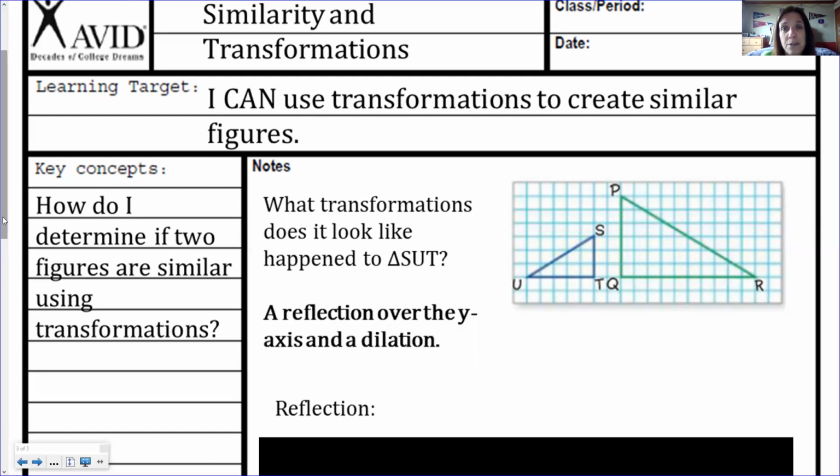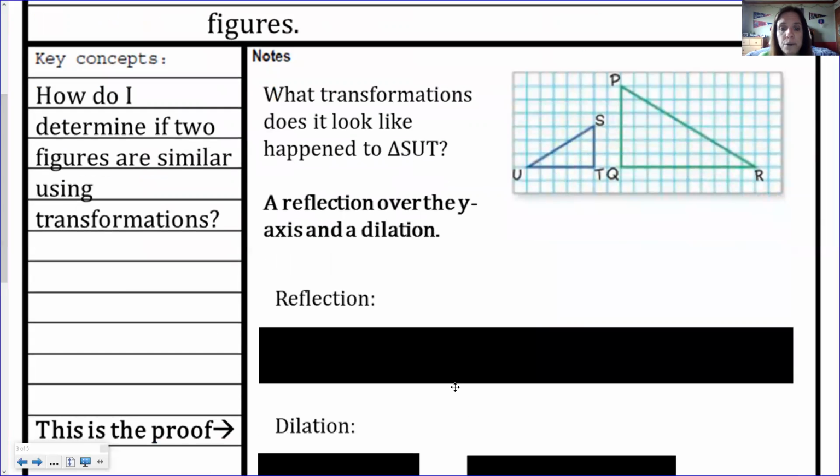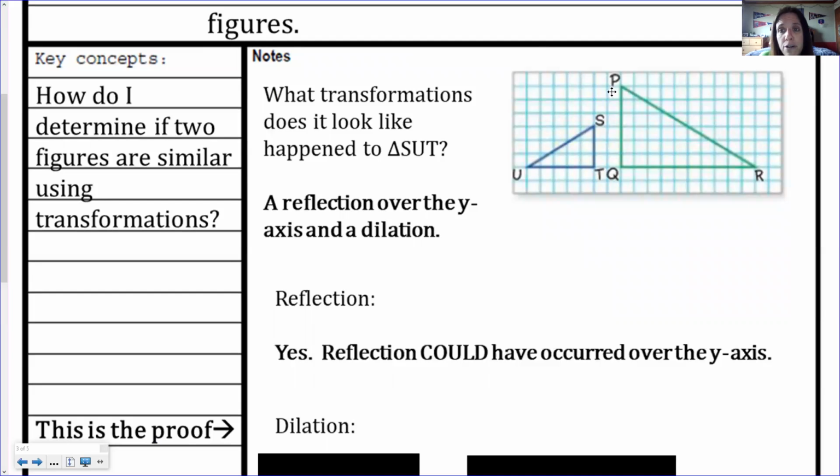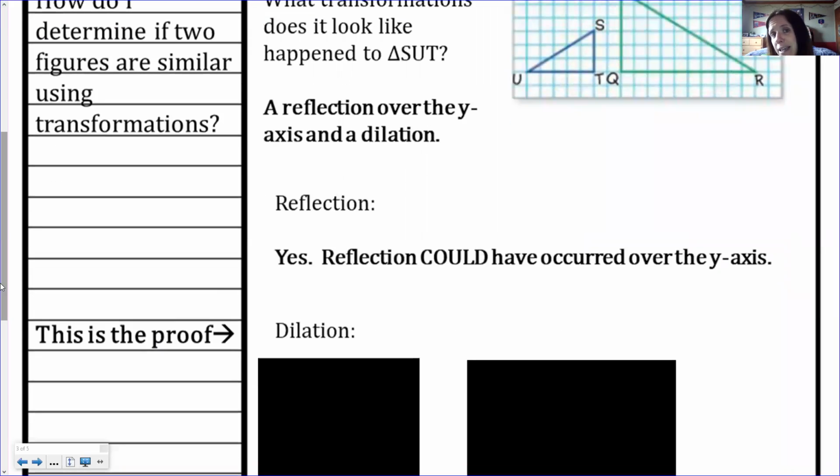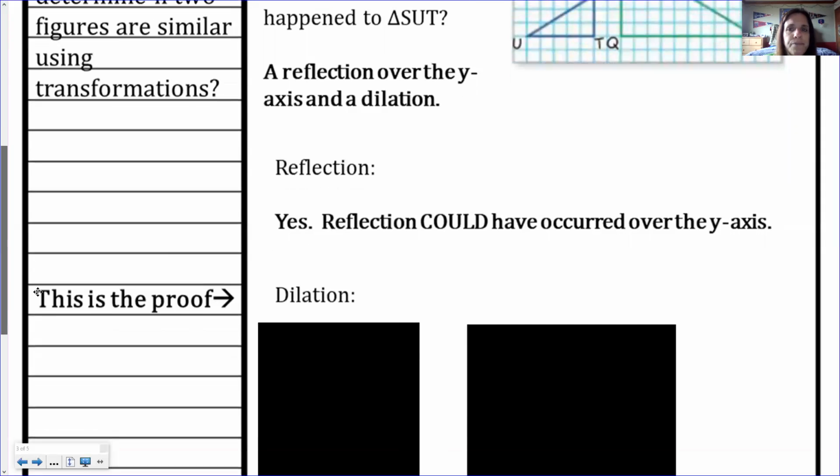Now we need to prove that those things did happen. So as far as the reflection goes, that could have occurred. You know, your y-axis is here, and you can reflect that over. U becomes R, T becomes Q, and S becomes P, but after another transformation, of course. So a reflection could occur, okay? Now, as far as the dilation goes, we're going to prove that mathematically by using what we've been practicing in the last couple lessons. So this is a proof right here for dilation.